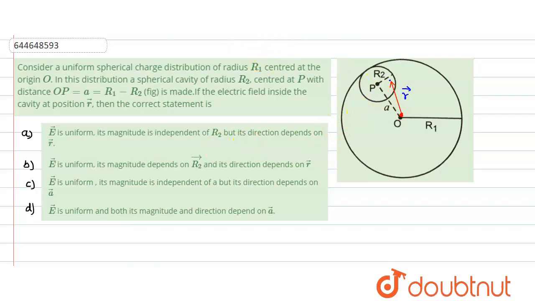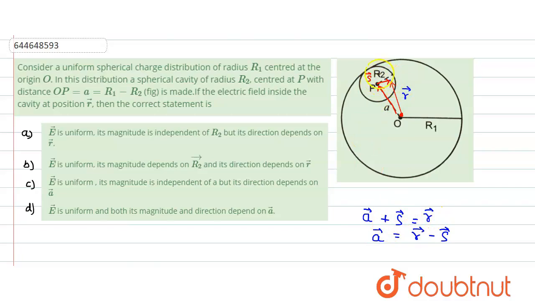Now let's assume that from here to here is the position vector r, and from here to here the position vector is s. Then from here to here it would be our a vector, because a is from here to here. So from this triangle, a vector plus s vector would be equal to r vector, or we can say a vector would be equal to r vector minus s vector, because r is the resultant of a and s.